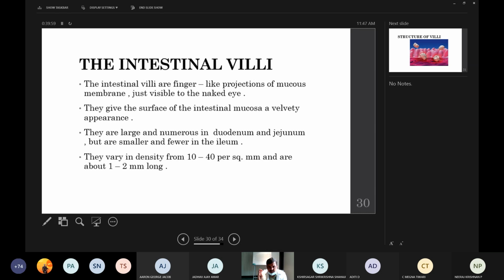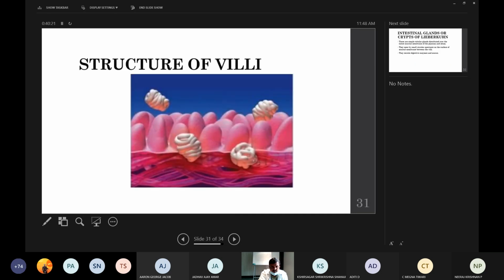The intestinal villi are very large and numerous in the duodenum and jejunum, but are smaller and fewer in the ileum. They vary in density from 10 to 40 per square mm and are about 1 to 2 mm long. This is the structure of the villi.